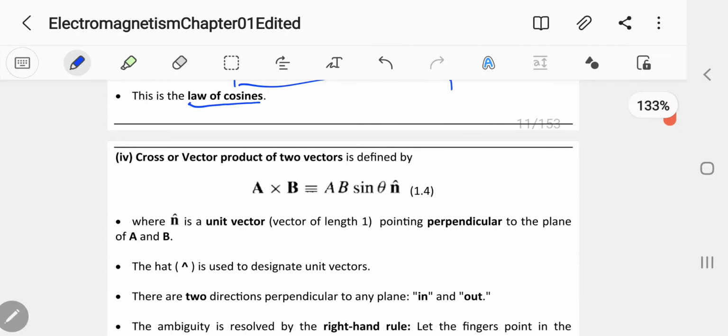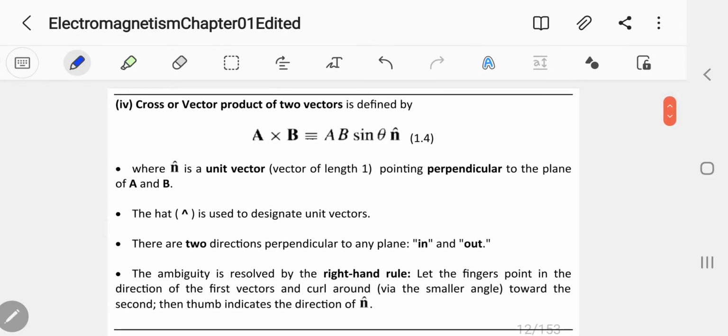Okay, next one is the cross product. The cross product or vector cross product or just vector product of two vectors is a product that has magnitude and direction. The scalar product, the one that we discussed earlier, is a product that has no direction. But this one is entirely different because it has a direction.